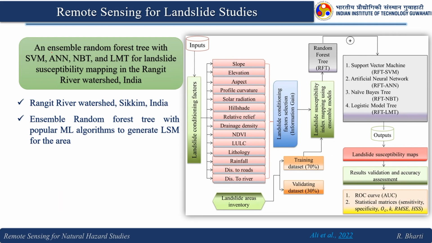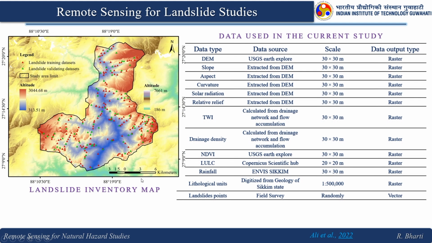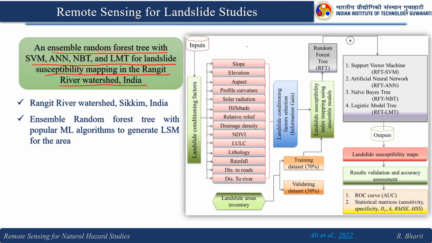In the next study, it is ensemble random forest tree with SVM, ANN, NBT and LMT for landslide susceptibility mapping in Rangit river watershed of India. So, this is the study area. This is the flow chart that they have adopted.